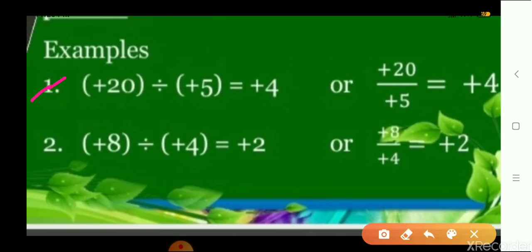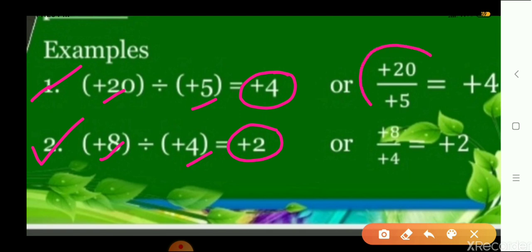In the first example, we have taken two positive integers, that is plus 20 and plus 5. Dividing both positive integers, we get the quotient plus 4. Here plus 4 is a positive number. In our second example also, we have taken two positive numbers, plus 8 and plus 4. Dividing both, we get the quotient plus 2, which is a positive number. So whenever we divide two positive integers, we get a positive quotient.